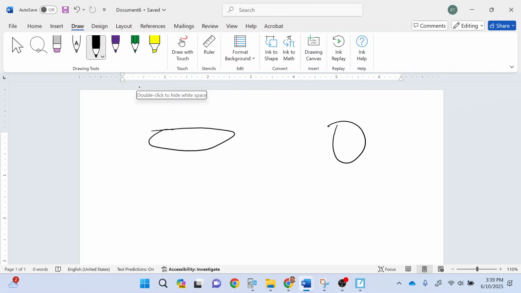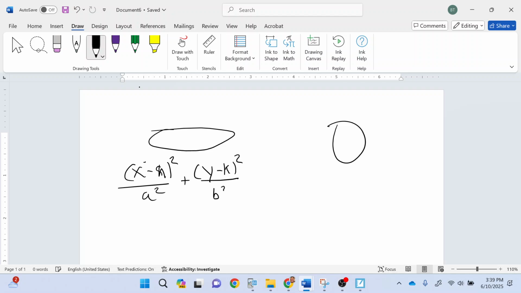So the wide ones are x minus h squared over a squared plus y minus k squared over b squared equals 1. So this one, a is always bigger than b. So let me just say that. a is always bigger than b. So when a is bigger, that means it's more horizontal than it is vertical.